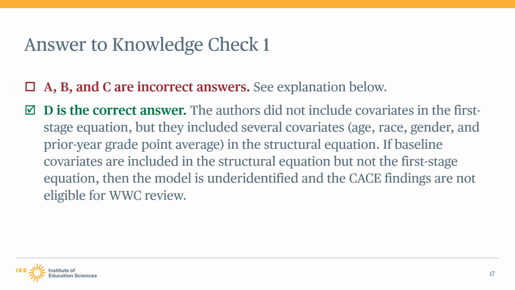The correct answer is D. The CACE findings from this study are not eligible for WWC review because a different set of covariates was used in the first stage equation and structural equation. Namely, the authors did not include any covariates in the first stage equation, but included age, race, gender, and prior year grade point average as covariates in the structural equation.